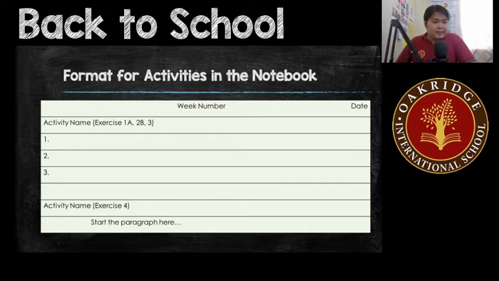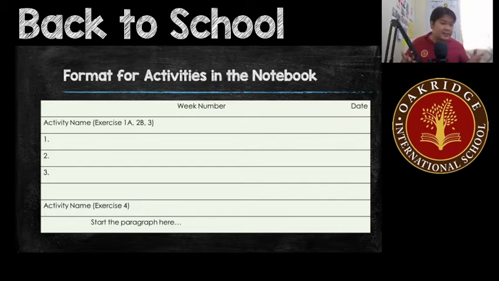Now, especially in the weeks, I have quite a lot of exercises that I would like you guys to answer. So for each week, I would let you guys answer different exercises, usually more than 2 exercises per week. Okay, for the next activity that you're going to be placing down, leave one space and then write the next activity. So for those of you who are going to be answering with a paragraph, that will be how it would look like.